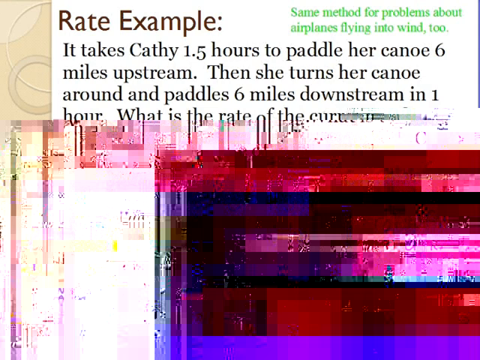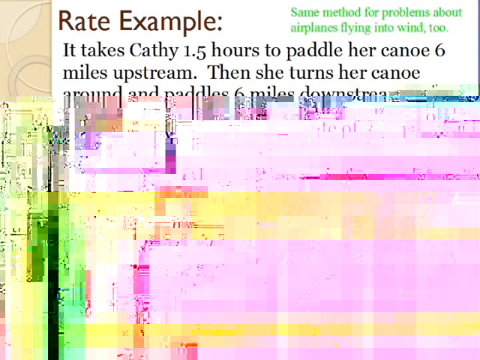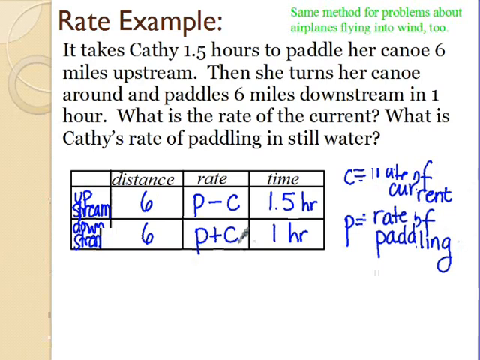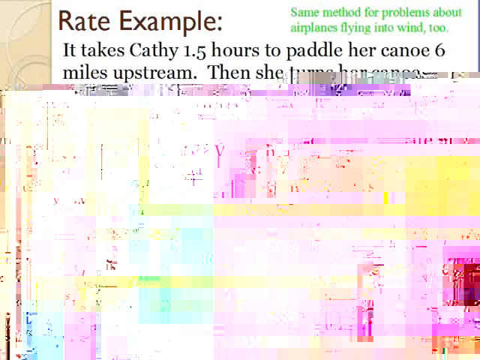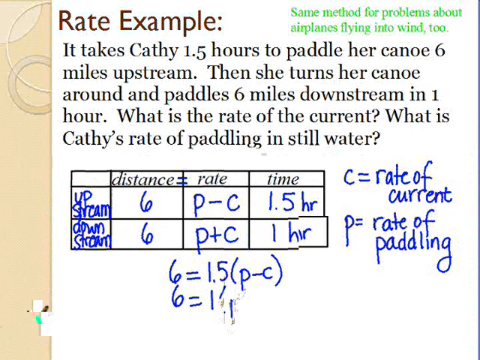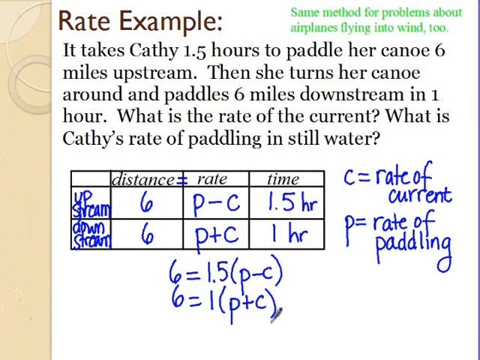Now, when she goes downstream, it's like she's zooming. If she keeps paddling at the same rate along with the current, it makes her go even faster. So we get to add that current on. Okay. Now, the one thing that we left off here is that, right, distance equals rate times time. So let's write our two equations here. 6 equals 1.5 times P minus C, and 6 equals 1 times P plus C. That's my system of equations.